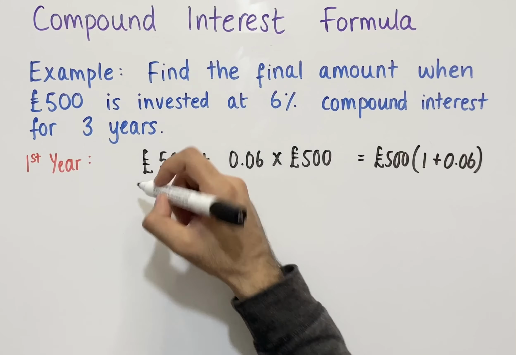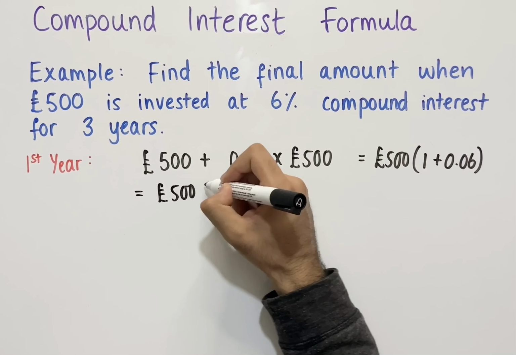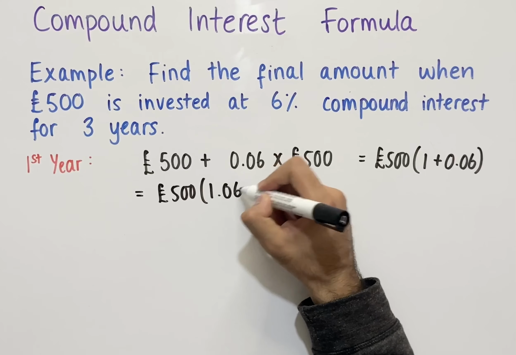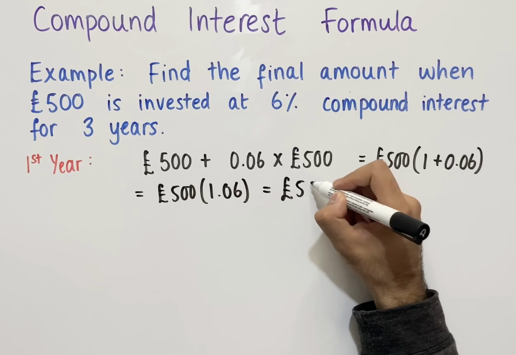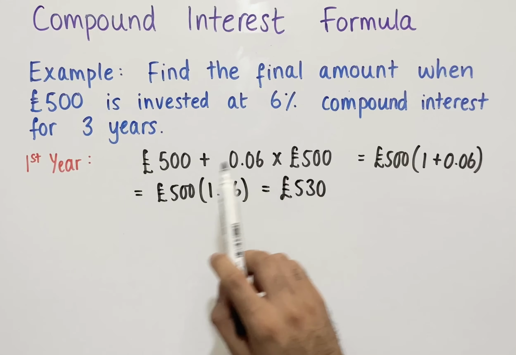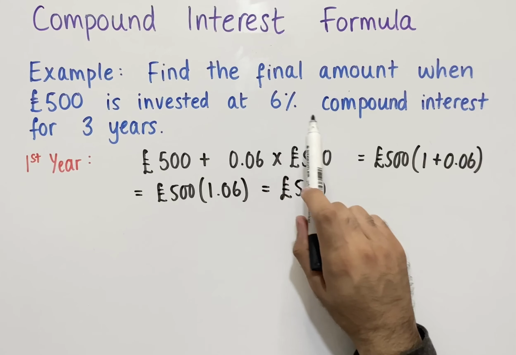This is now equal to £500 multiplied by 1 plus 0.06, which is 1.06. And if we work this out, we end up with £530. If we have an initial investment of £500, then after the first year, we would have £530 if we have a compound interest rate of 6%.